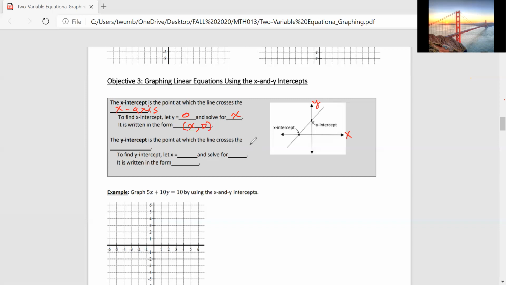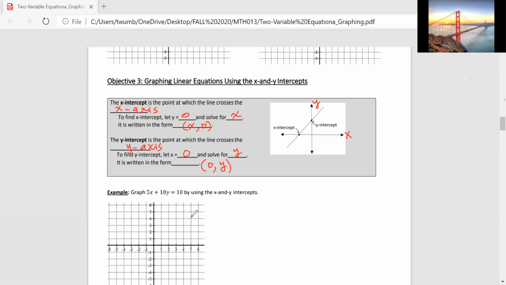Is a point at which the line crosses what? The y-axis. Okay, so the y-axis. To find the y-intercept, same idea. If you are on the y-axis, you have a particular y value, but your x value is always 0. So we set the x value to 0, and then we solve for y. For that reason, the y-intercept is always going to be a point. You can write it as x is 0, and whatever the y value is.